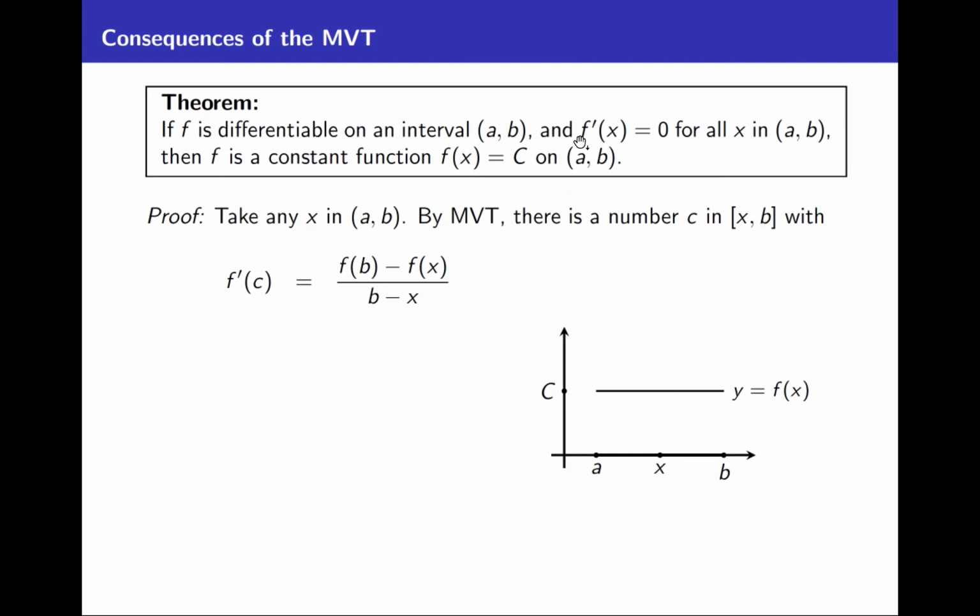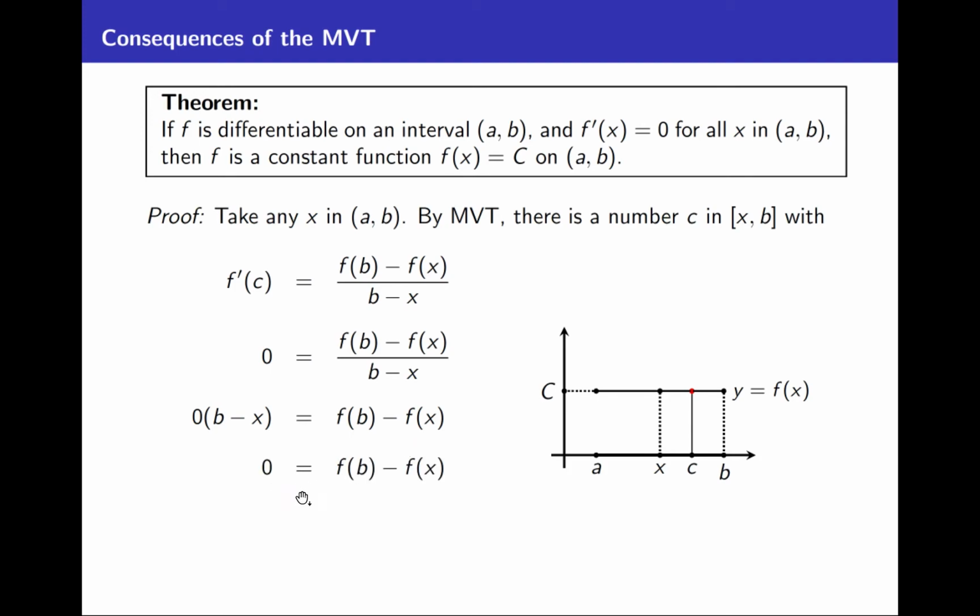In the hypothesis of this theorem, it stated that f prime of x equals 0 for all x. So in particular, for this number c, which let's say maybe it's right here, we would have to have f prime of c equals 0. So this equation becomes 0 equals f of b minus f of x over b minus x, and cross-multiplying 0 times b minus x equals f of b minus f of x, or 0 equals f of b minus f of x, and then we get f of x equals f of b.